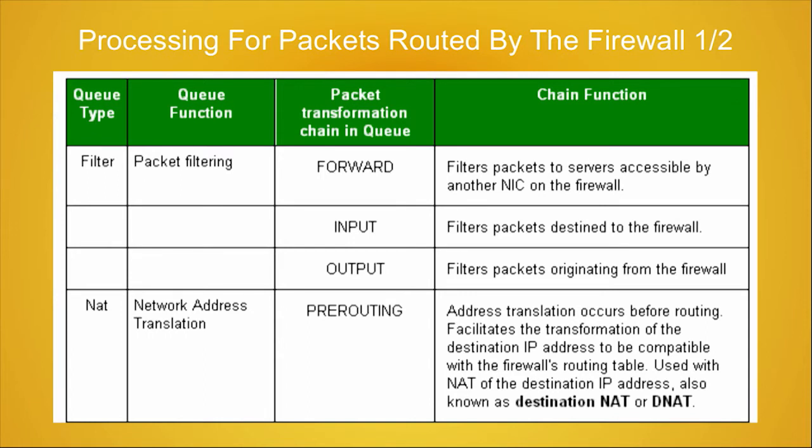Okay, and forward is whether you can send it to some other NIC, or servers that are accessible to you from the firewall, through another NIC. So, this is filtering packets to servers accessible by another NIC on the firewall. So, I can process whatever I send, and I can also forward it to someone else.